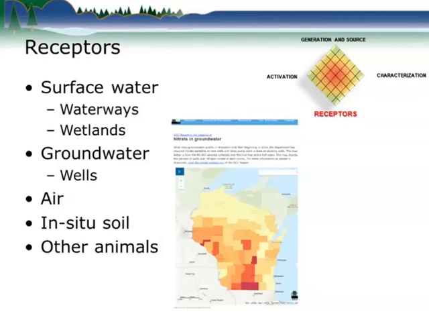Specifically, nitrate concerns, especially in Wisconsin and around the U.S. We have several counties that have elevated nitrates well above drinking water standards, and we don't want to compound that problem for those areas. So making sure that we're controlling nitrate-generating leachates and contaminants is important. We've talked about air and in situ soils, and then, of course, other animals are going to be our receptors as well.